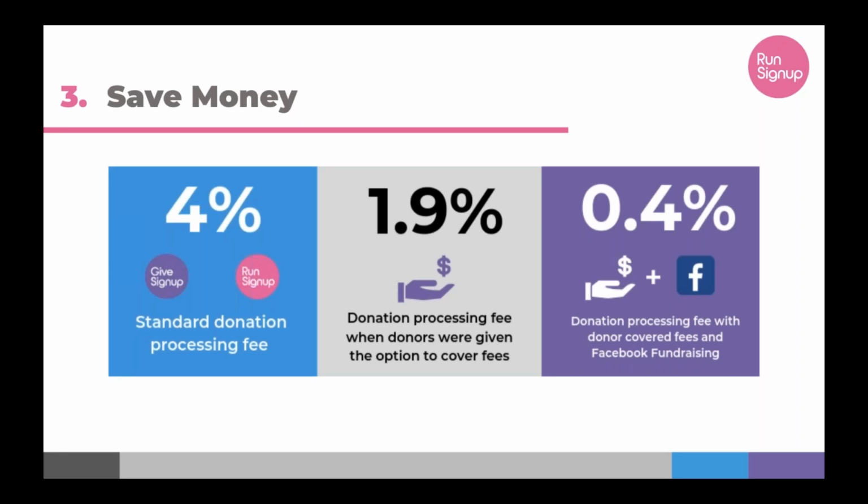And the most powerful thing about it is that it saves you money. RunSignup's standard processing fee is 4%. And we find that when you do the opt-in donor covered processing fees with the Facebook fundraising integration, that 4% can go as low as just 0.4%.